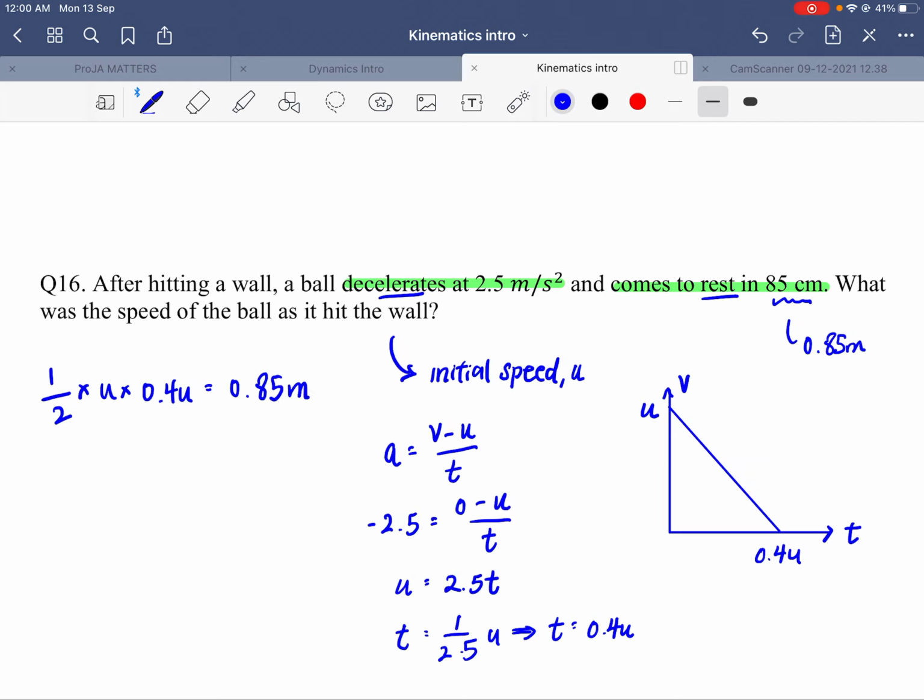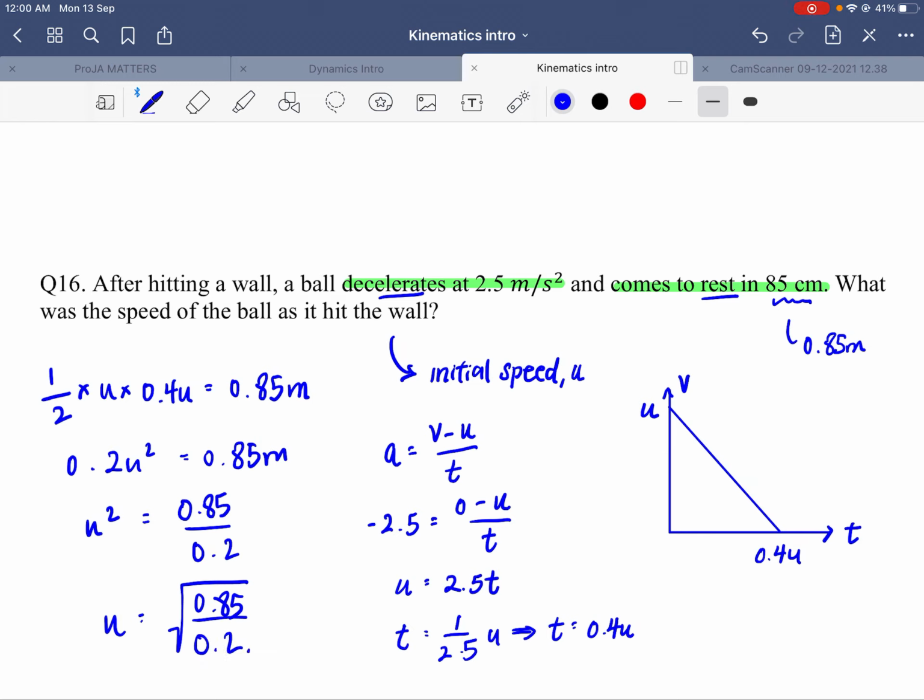Remember, must convert from cm. We get 0.2 U square equals 0.85 meters. Therefore, U square will be 0.85 over 0.2. Therefore, U would be the square root of 0.85 over 0.2. If you just press your calculator, you will get 2.06 meters per second. Okay, this is the final answer, like this.